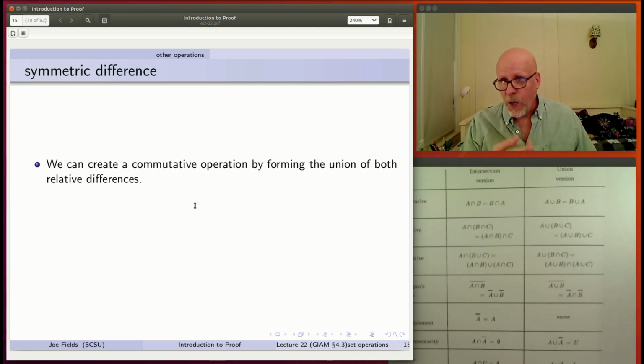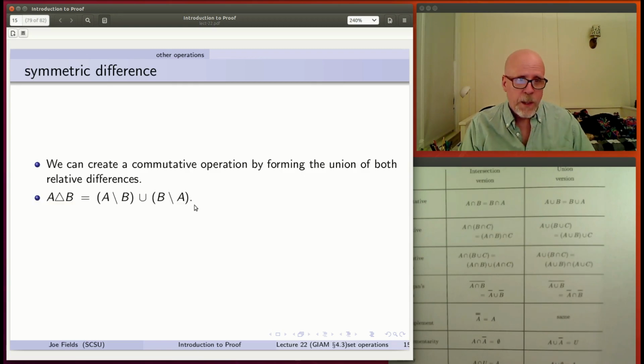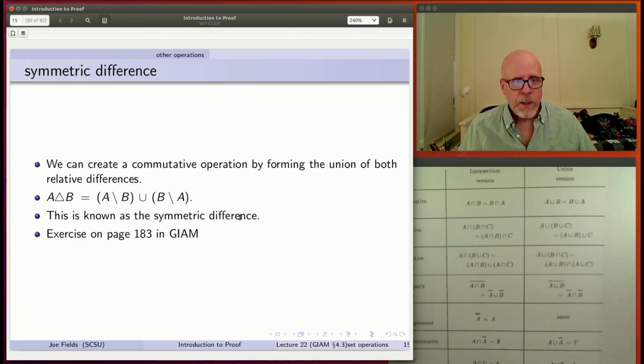But here's the cool thing. This is the other oddball operator. You can build something that is a symmetric, a commutative way to do subtraction. Well, it's not really subtraction, but it's called a difference. In fact, it's known as the symmetric difference. So we can create a commutative operation by forming the union of the relative differences in both orders. It looks like that. The symbol for the symmetric difference is just a triangle: A triangle B. What you do is form A set minus B and B set minus A and union them, hook them together. That's known as the symmetric difference.